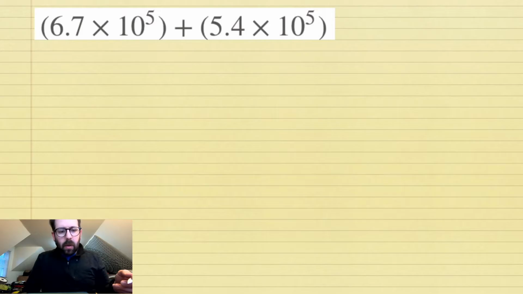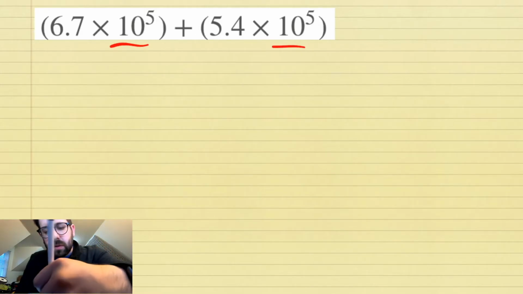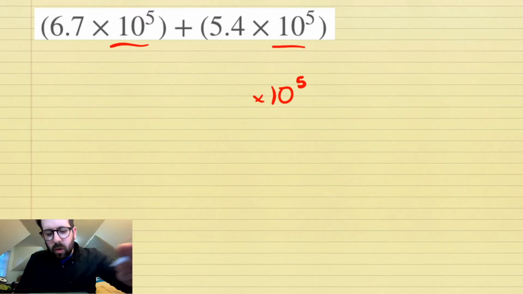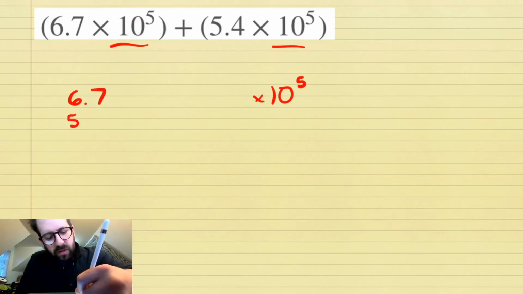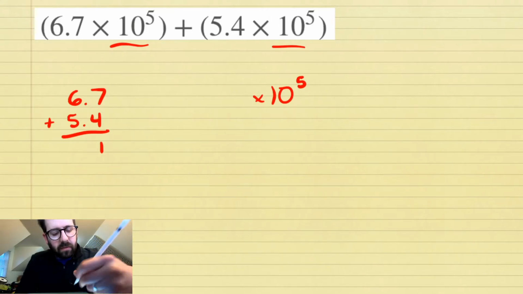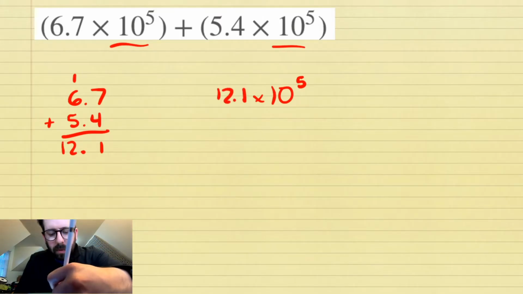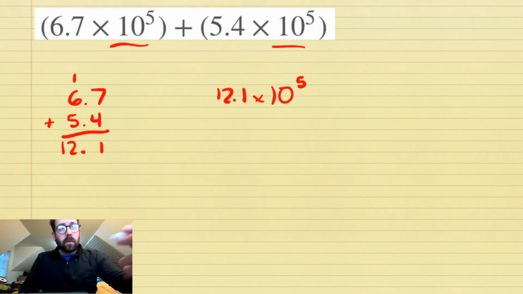Problem number 7 now. We're going to be adding. So again, with adding, we have to make sure the powers of 10 are the same. That's different than multiplying and dividing, remember. So 10s to the 5th, we're going to leave those alone. Those are good. We're going to be adding the 6.7 and the 5.4. So if we add these together, the 7 plus 4 is 11, carry the 1. 6 plus 5 is 11 plus 1 is 12, so it's 12.1. And that would be my final answer there. So again, you can double check if you want to change these back to original decimal form and add them together.